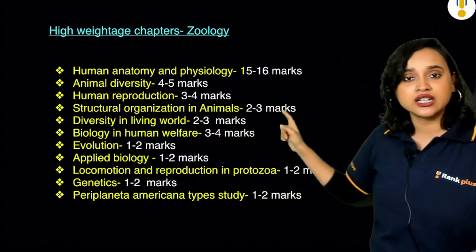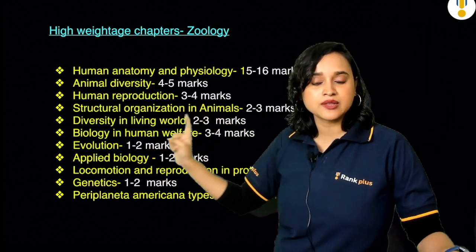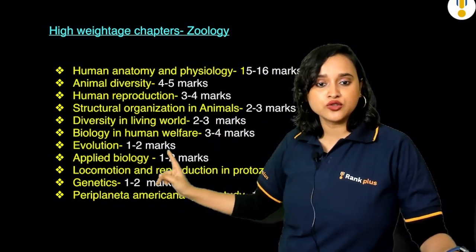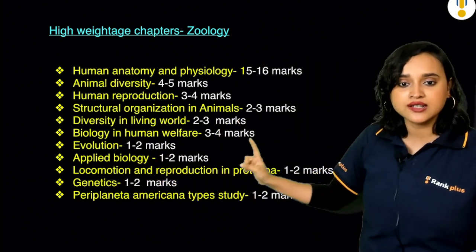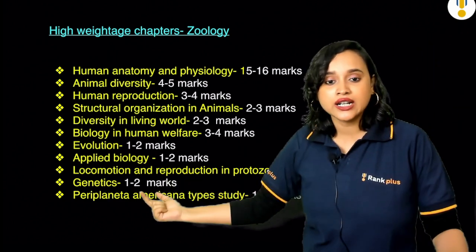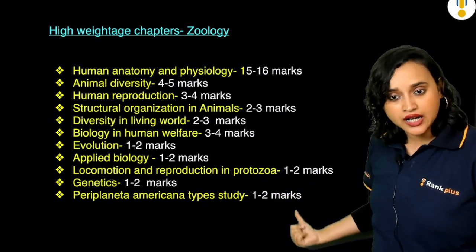Structural organization in animals 2 to 3 marks. Diversity in living world 2 to 3 marks. Biology in human welfare 3 to 4 marks. Evolution 1 to 2 marks. Applied biology 1 to 2 marks. Locomotion and reproduction in protozoa 1 to 2 marks. Genetics 1 to 2 marks. Periplaneta americana type study 1 to 2 marks.